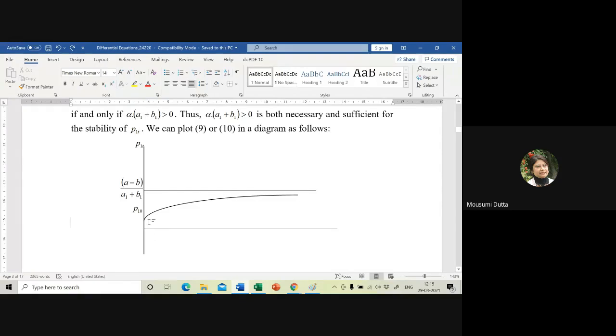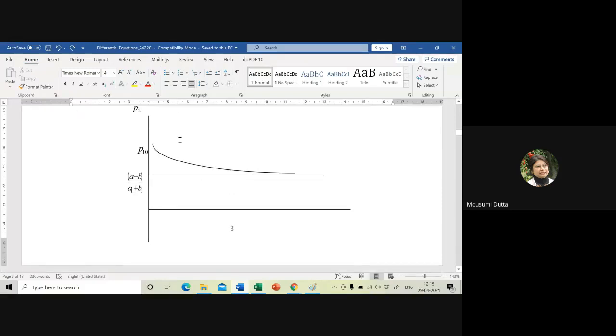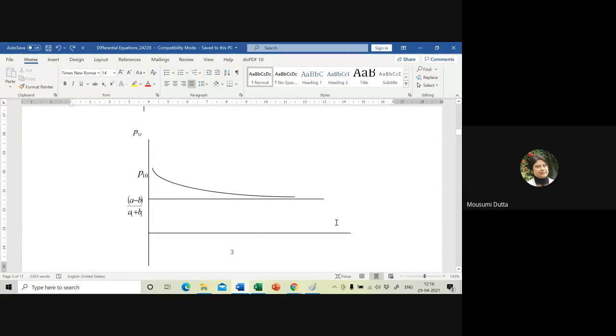I can start from this point below equilibrium, depending on the initial price. So it will converge like this when alpha into A1 plus B1 is positive. Or alternatively, this can be my starting point, and in that case it is converging like this. This is the equilibrium, A bar minus B bar divided by A1 plus B1. We are measuring t along the horizontal axis and price along the vertical axis.